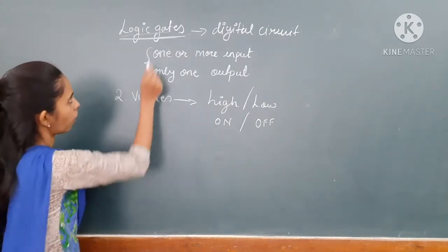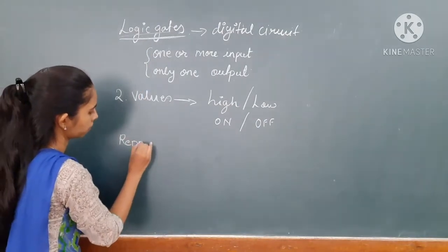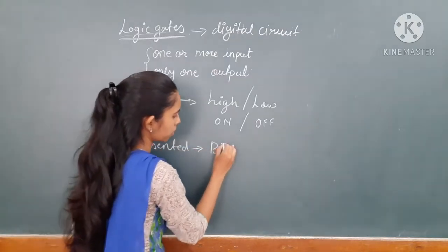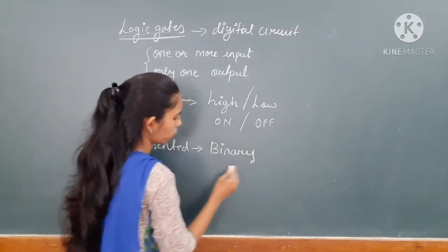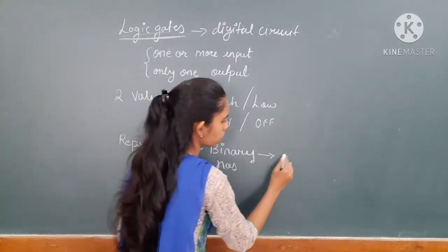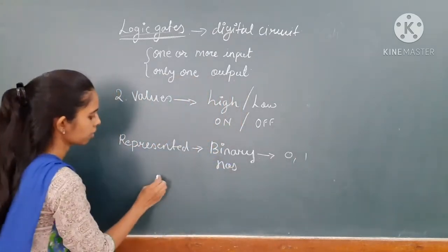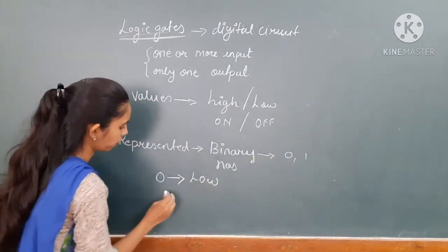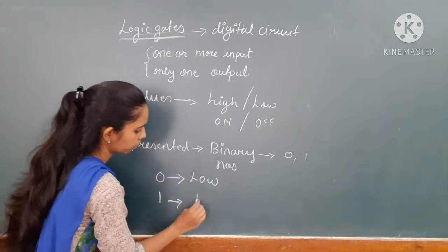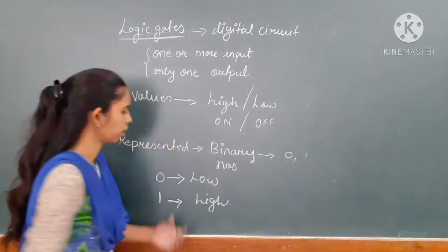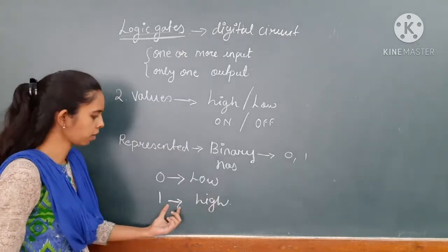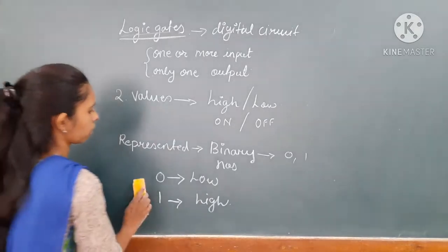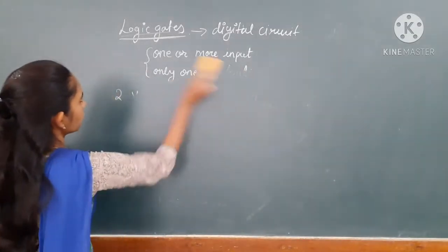Now the logic gate is represented in terms of binary numbers. Everybody knows about binary numbers. So binary numbers means what? 0 and 1. In this, 0 will represent the low output and 1 will represent the high output. Okay, so 0 means it is low, 1 means high. So let us see what are the types of logic gates. The first one is the AND gate.